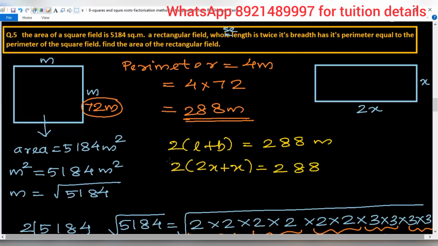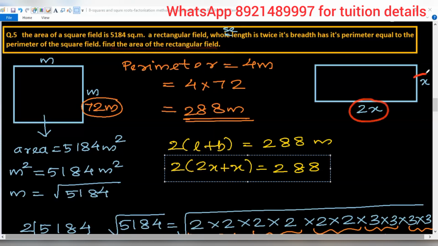From this equation, we have to find the value of x, because what is asked in the question? Find the area of the rectangular field. Only if we know the sides, length and breadth, then we can find the area. So first we have to find the length and breadth. For that, we need the value of x. So this is the equation from which we'll find the value of x. Okay, let us take it down.